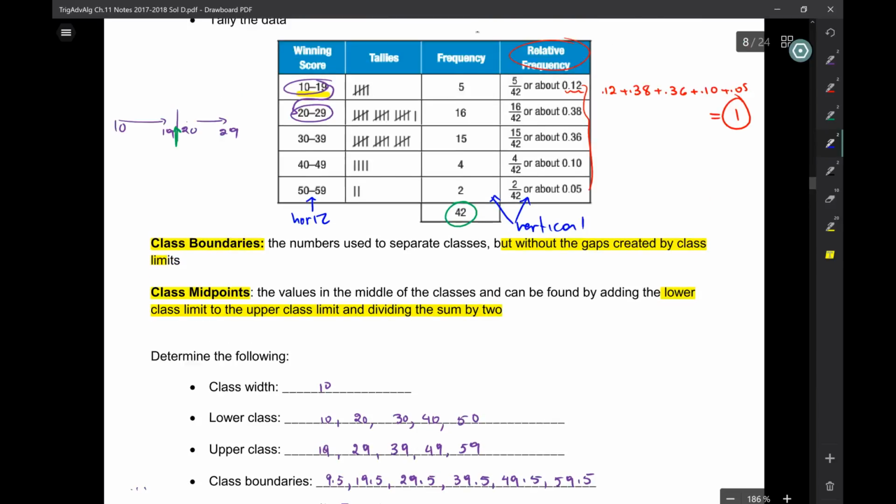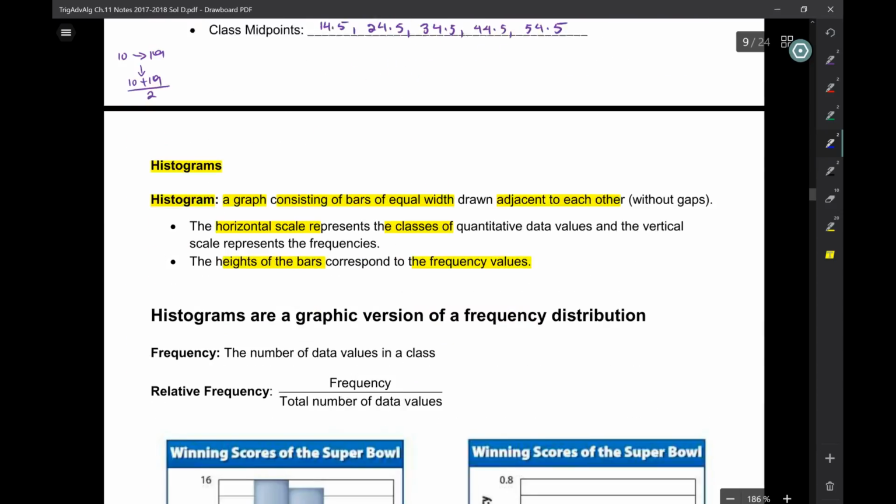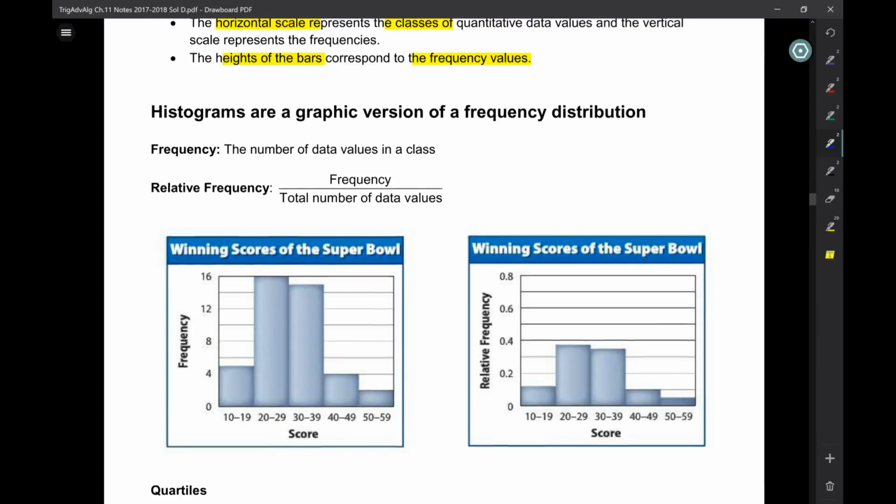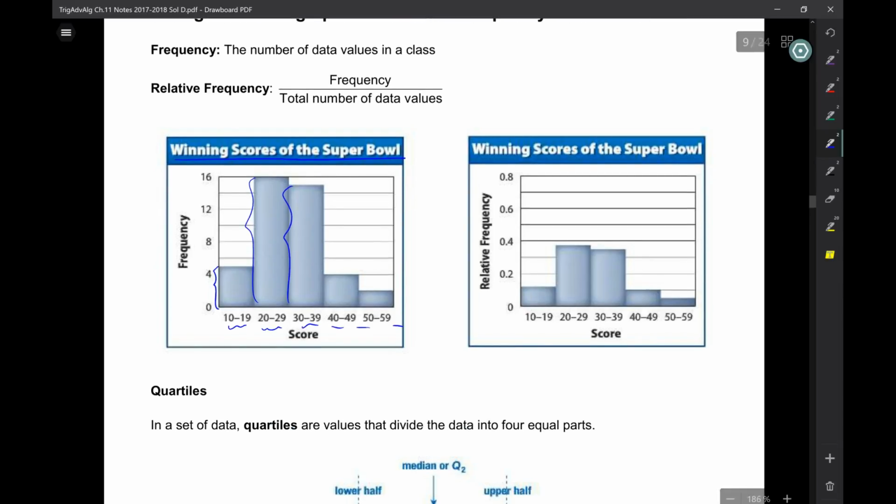All right? So, in this histogram, for example, look, it's the same exact information as that table. This is still the winning scores of the Super Bowl. These are the categories. And in our table, what did we say? How many was in the 10 to 19? 5. 20 to 29, 16. 30 to 39, 14, and so on and so forth. Okay? So same situation.